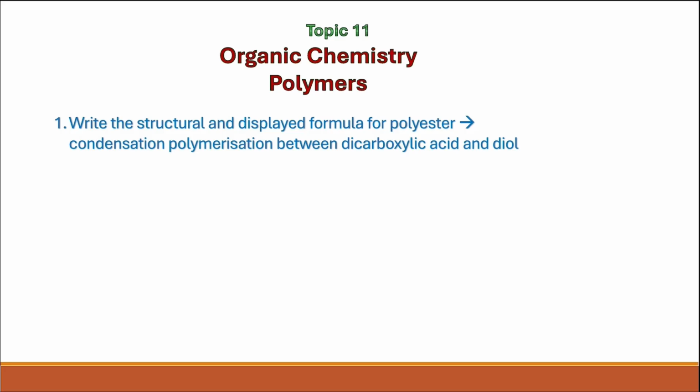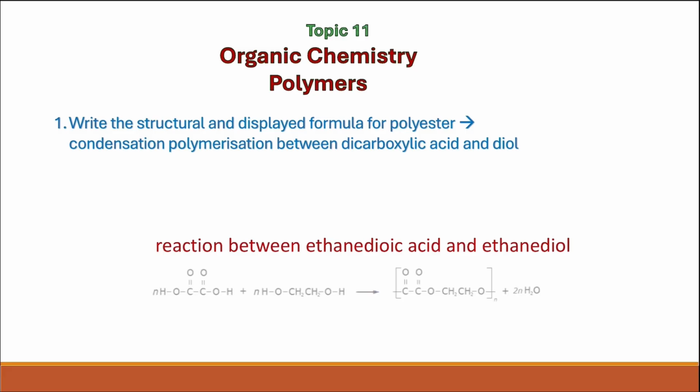So polyesters are the condensation polymers that come from the condensation of a dicarboxylic acid and a diol. So the reaction between ethanedioic acid and ethane diol here. So you have the OH group from the carboxylic acid and the hydrogen from the alcohol. So they tend to lose the OH from the carboxylic acid and hydrogen from the alcohol to give the ester, and that happens on both sides.